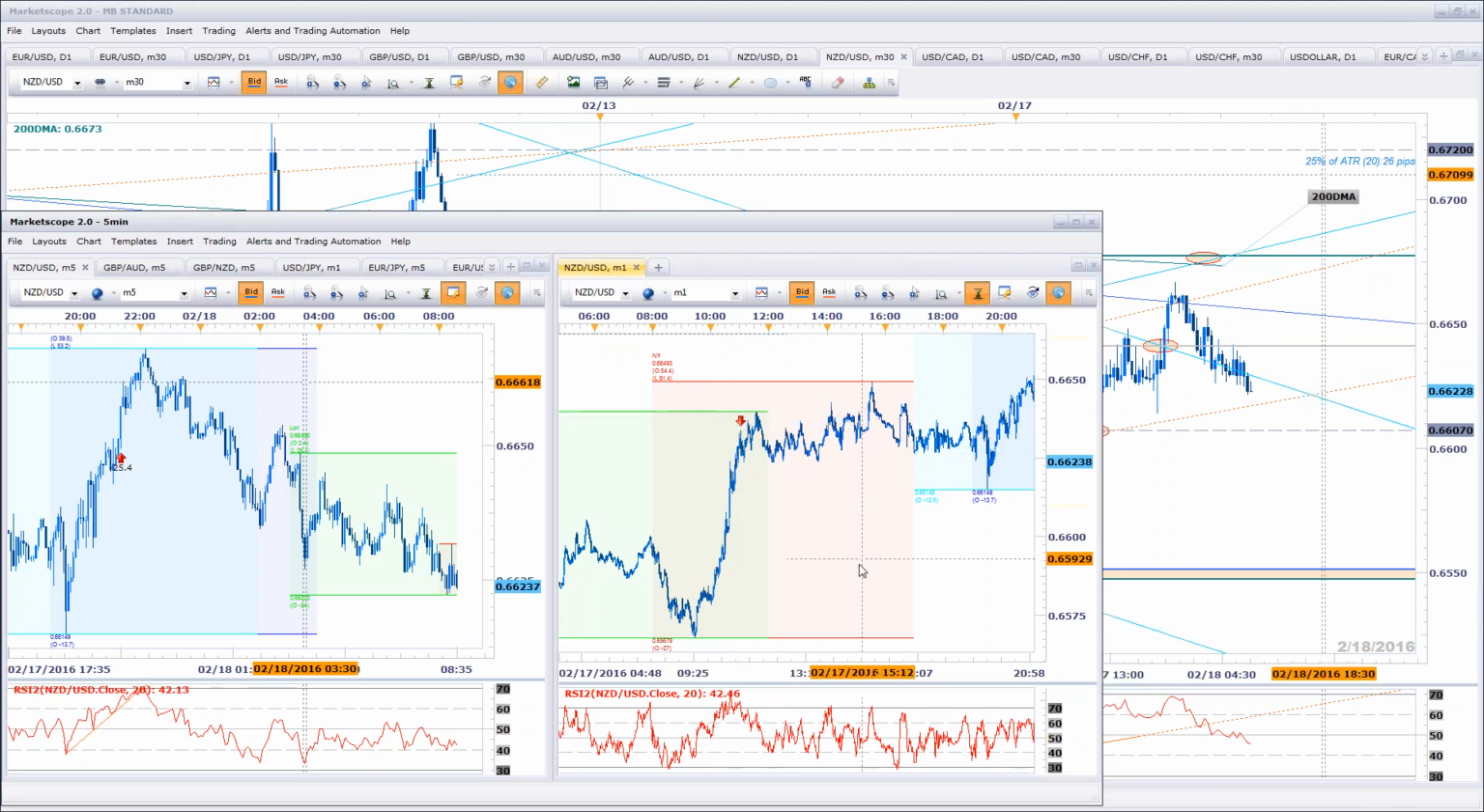We had a 25 pip stop on this one. On this stretch here, we just missed getting stopped out. We came back down.